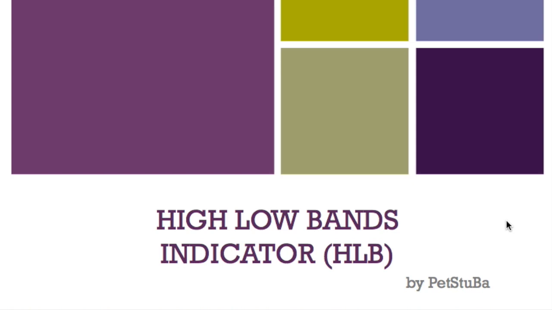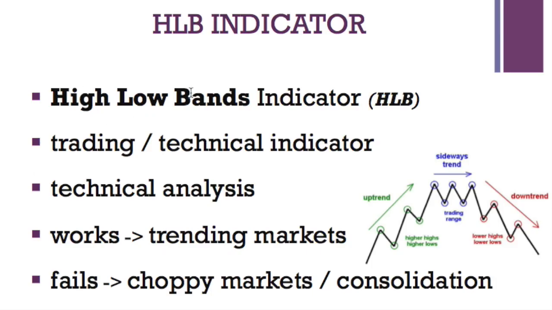In this video I will talk about the high-low bands indicator, HLB. It's a technical indicator that traders, or people in general, use in their technical analysis. It works in trending markets, here's an uptrend, downtrend, and it fails in choppy markets, so during consolidation, sideways trend or choppy markets.